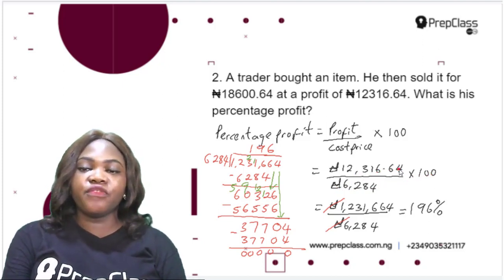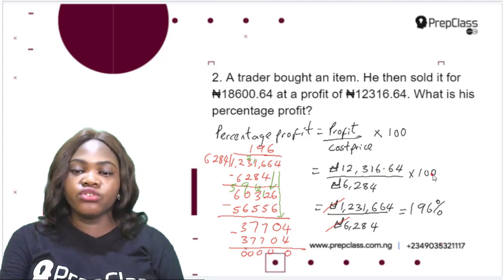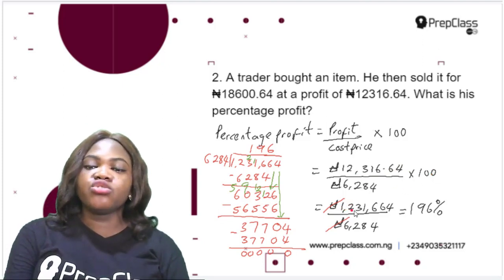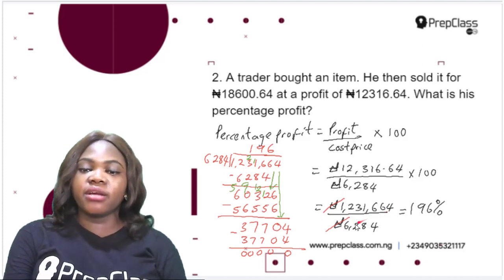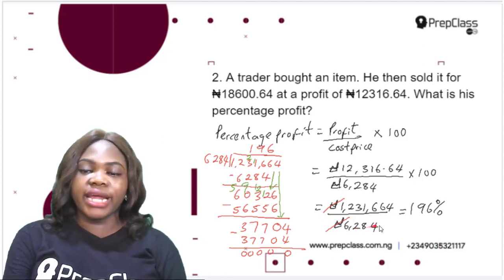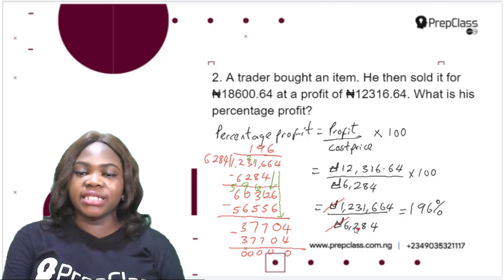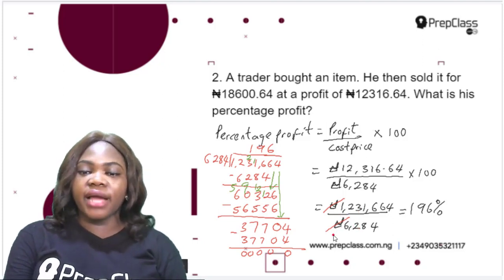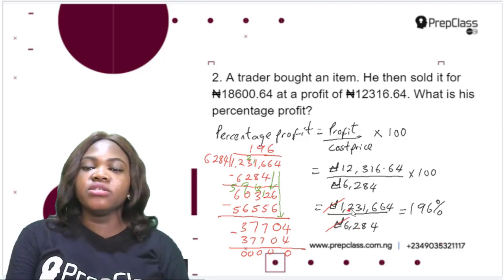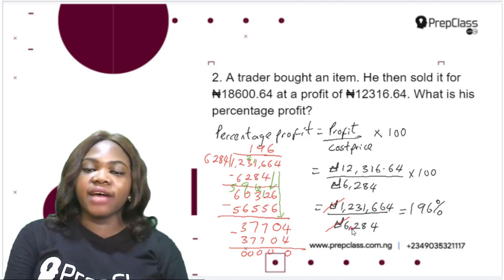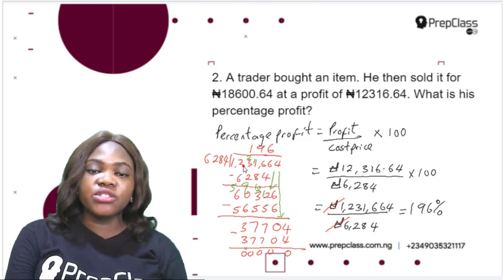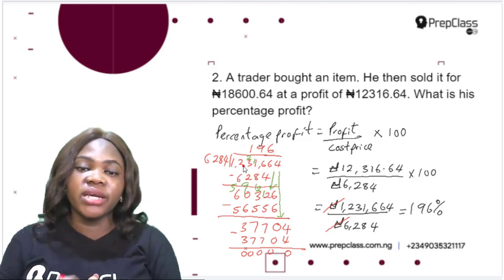12,316 naira 64 kobo multiplied by 100 will give 1,231,664 naira, divided by the cost price, 6,284 naira. So we have to divide this. Naira cancels naira. So now we are left with 1,231,664 divided by 6,284. So let's do that here using the long division method.